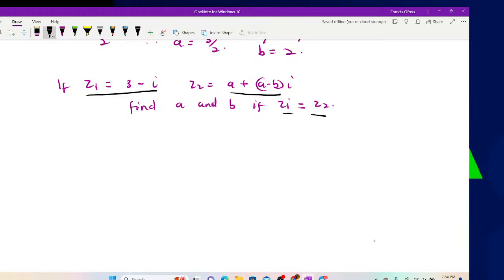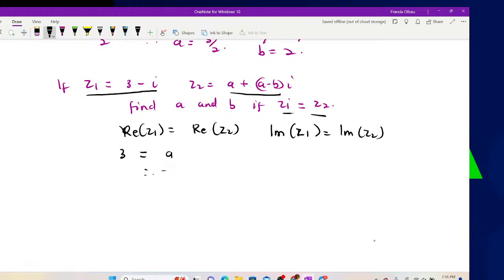The rule is the real part of Z1, so real part we say Re of Z1, is equal to Re of Z2. Then the imaginary part of Z1 is equal to the imaginary part of Z2. At this point, the real part of Z1 is simply 3. The real part of Z2 is simply what? a, right? Therefore, a is obviously equal to 3.